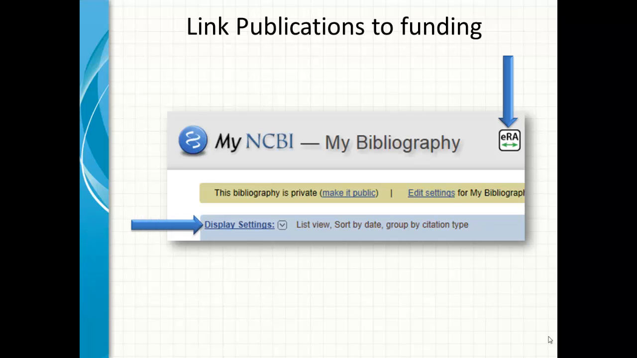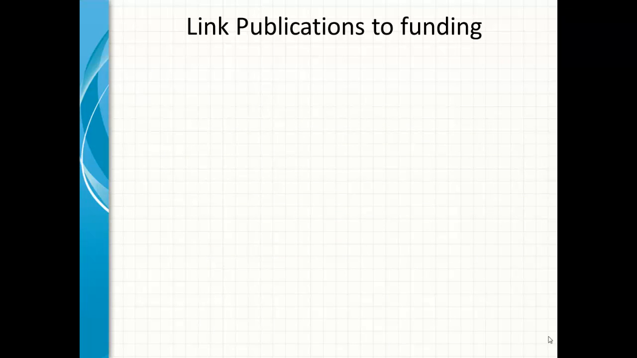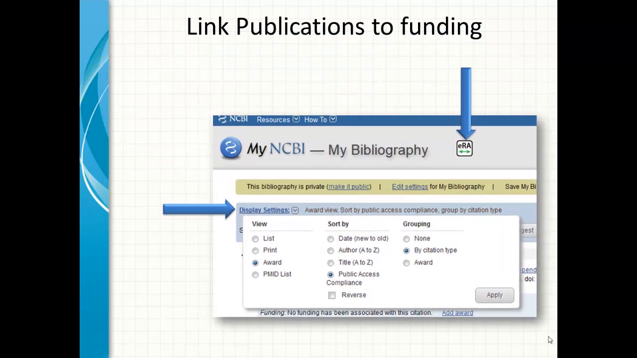The display settings will usually be set to List View, Sort by Date, and Group by Citation Type. Click the down arrow next to Display Settings. Click Award under View, and click Apply. When you're done, the resulting words next to Display Settings should reflect the changes you made.